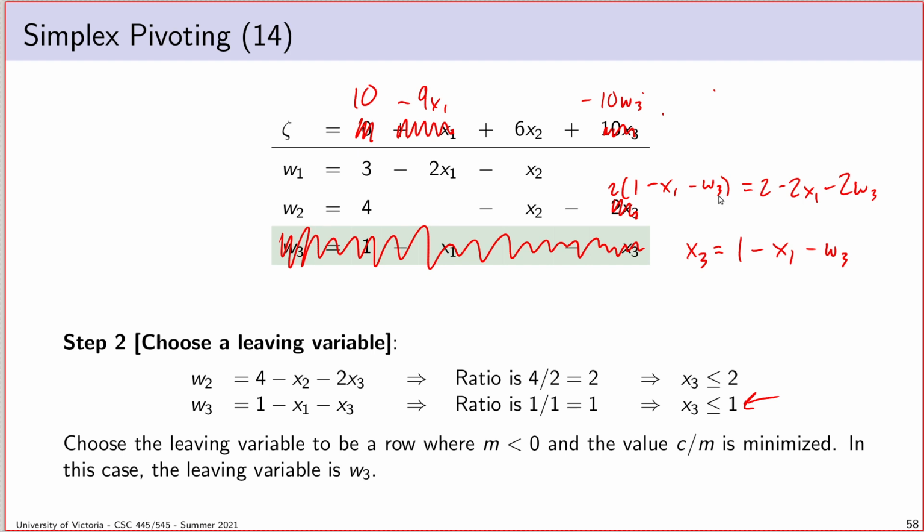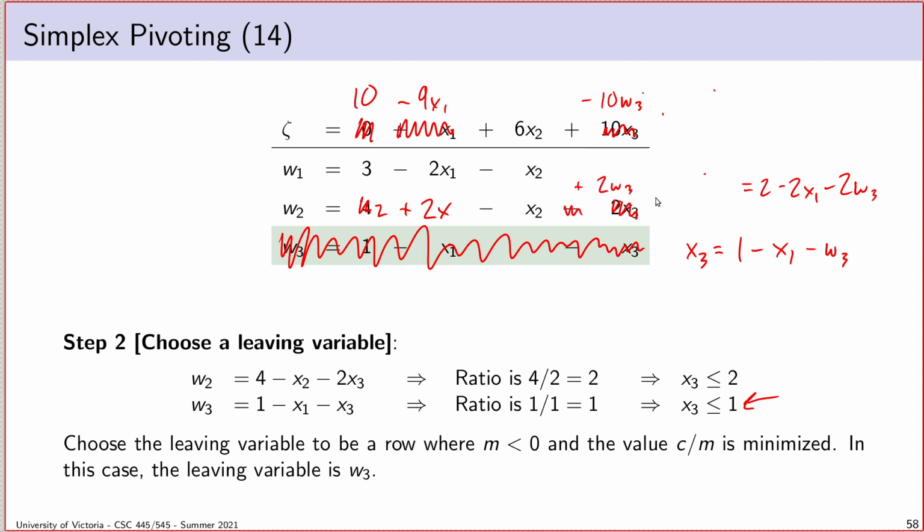And then I do the same thing on the row for w2. So I'm going to subtract off 2. Let me just clean this up a bit. So what I'm doing here is I'm subtracting off this expression, 2 minus 2x1 minus 2w3. Okay, so I've got 4 minus 2 is 2. Currently, x1 isn't involved at all, but then I subtract negative 2x1, so that's plus 2x1. And then I subtract negative 2w3, which is plus 2w3.